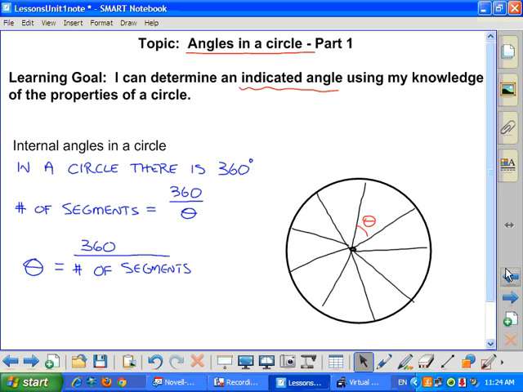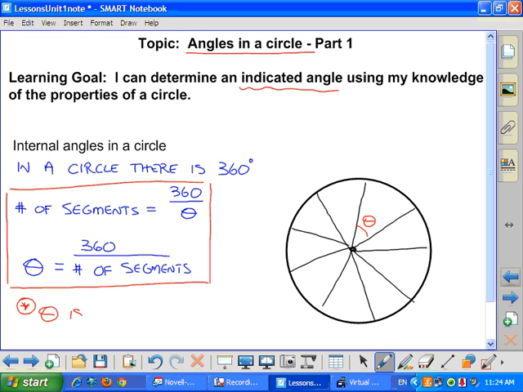So there are the two formulas that I want you to be aware of today. The only thing I want to mark, just a reminder, theta is the central angle, the central angle for the segment. So we're looking at cutting a pie into segments.